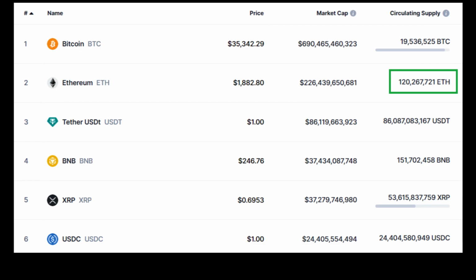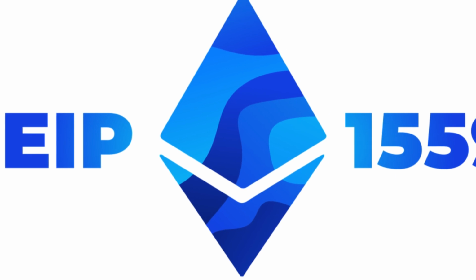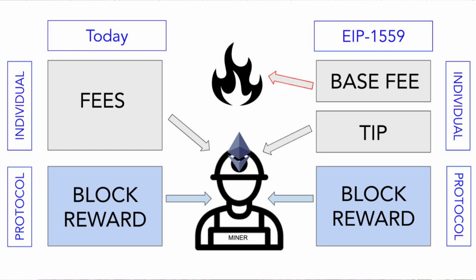ETH token does not have a cap or limit to its maximum supply, and at the time of writing, or at the time of this video, its circulating supply is 120,269,158. In August of 21, Ethereum implemented its EIP 1449 change that introduced token burn to counterbalance this increase in supply. On the utility side, ETH is the currency in which the protocol generates its revenue.